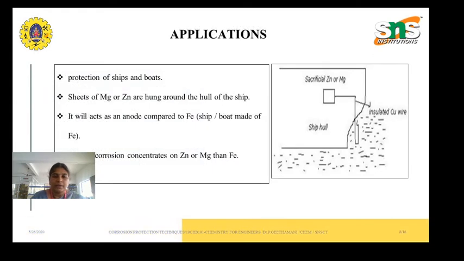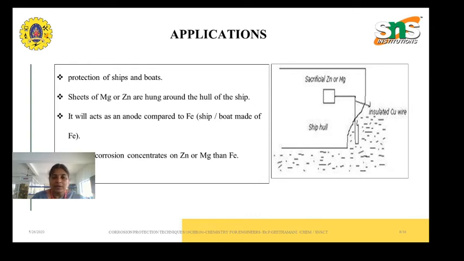This is a drawback. Okay, especially we use it to protect ships and boats. How do we protect them? We know that ships and boats are always floating on water, which is also more alkaline. So there, corrosion occurs the most. So we can hang sheets of zinc or magnesium around the hull of the ship. Hull means the side part of the boat or ship.